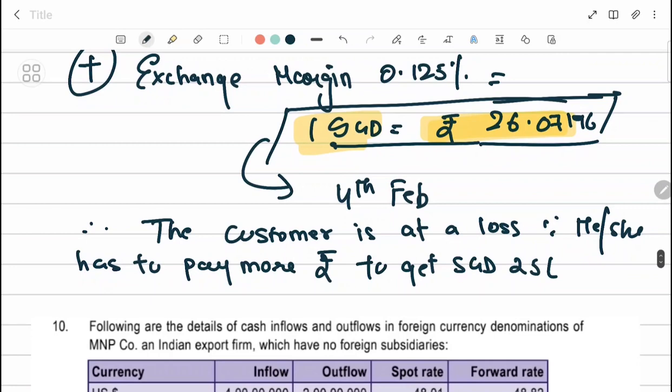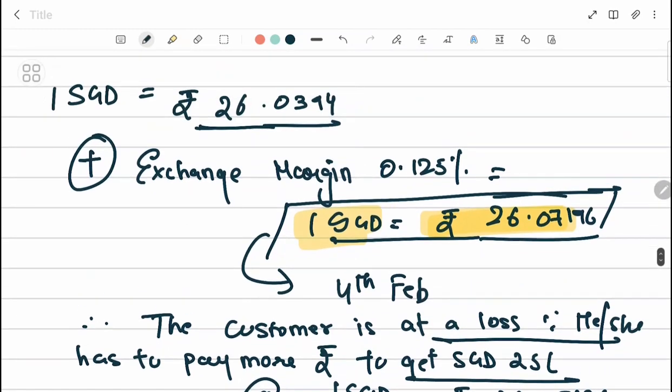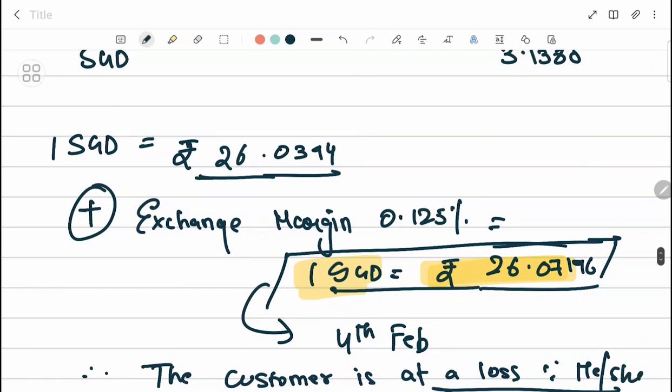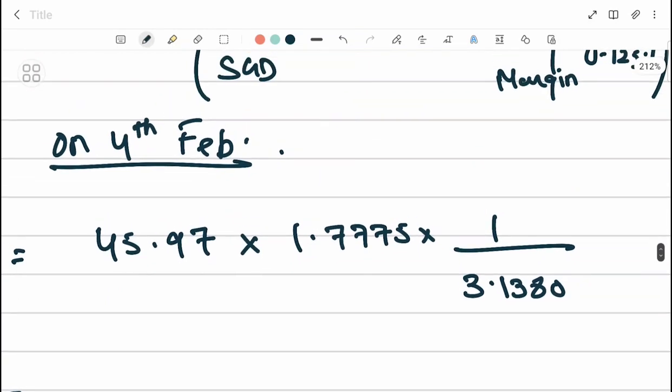Okay, which at the rate this is 1 SGD is equal to rupee 26.07196, because finally he's paying at 4th of February, right? So you can write it that way, and then you can also disclose the difference of what is the profit and loss. So that is also something that can be done. If you want, we'll do that also, because it's just one line. This much we've done, but we need some space, so let's do here.